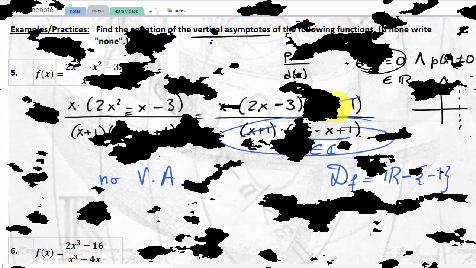I'm going to do example number 7. How do you like the pace so far? Pretty good, huh? Example number 7.